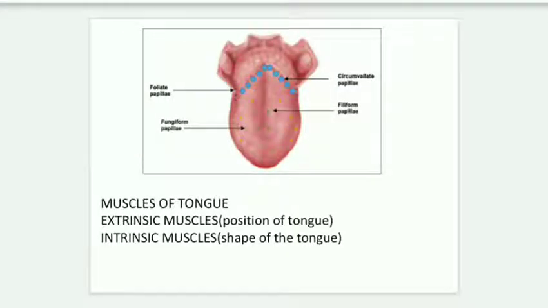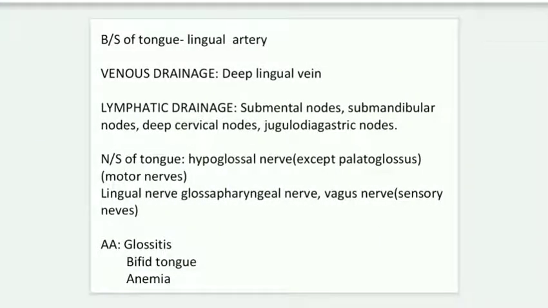In the previous video, I discussed the muscles of the tongue. There are extrinsic muscles and intrinsic muscles, which I am not going to detail here. The extrinsic muscles control the position of the tongue, and they are genioglossus, hyoglossus, styloglossus, and palatoglossus. The intrinsic muscles are for the shape of the tongue: superior and inferior longitudinal muscles, vertical and transverse muscles. These are the muscles of the tongue.